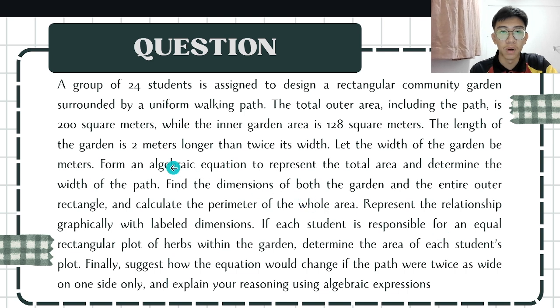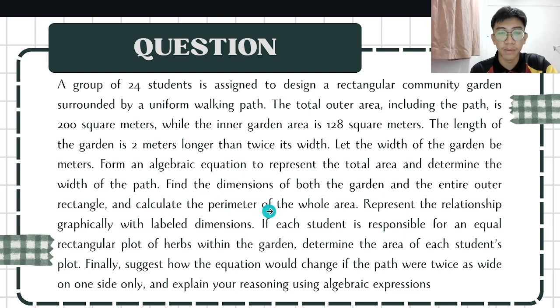So this is our non-routine problem question, where a group of 24 students is assigned to design a rectangular community garden surrounded by a uniform walking path. The total outer area including the path is 200 square meters, while the inner garden area is 128 square meters. The length of the garden is 2 meters longer than twice its width. Let the width of the garden be W meters. Form an algebraic equation to represent the total area and determine the width of the path.